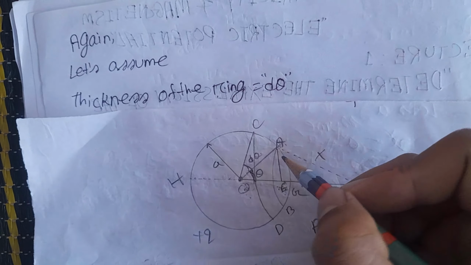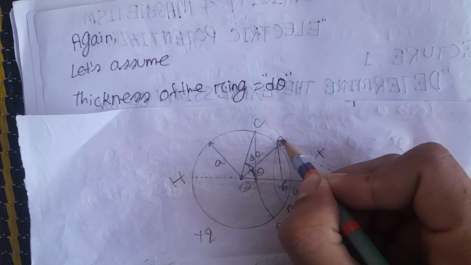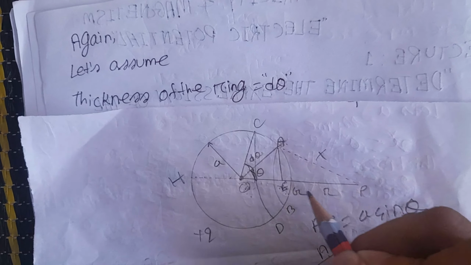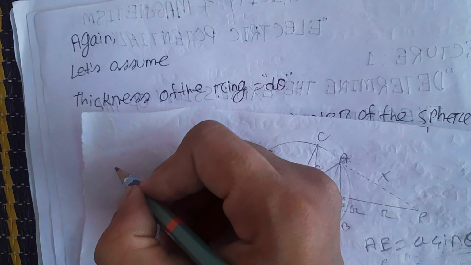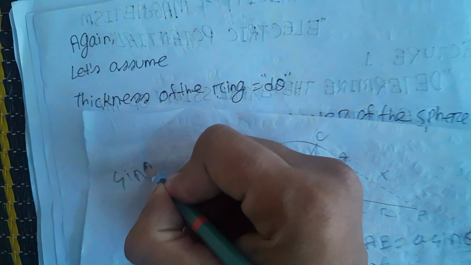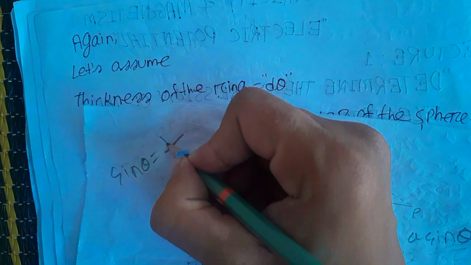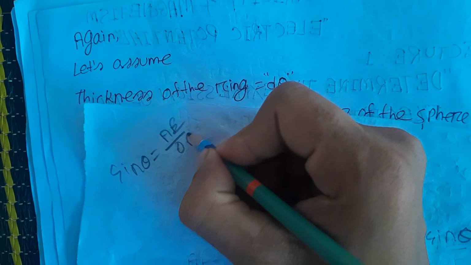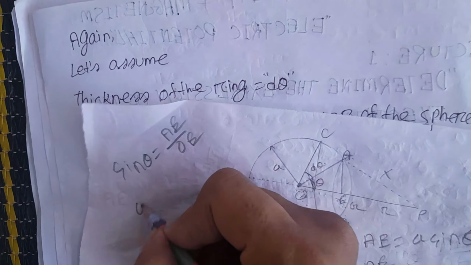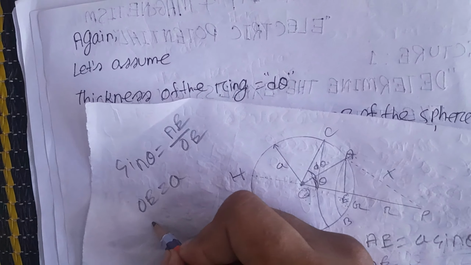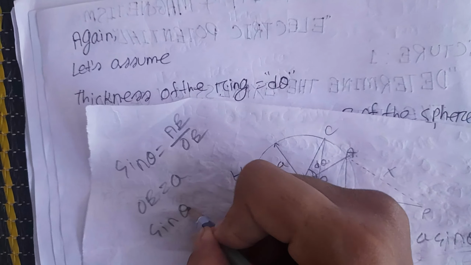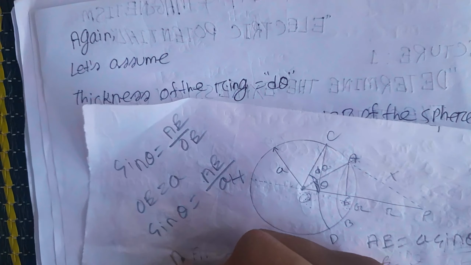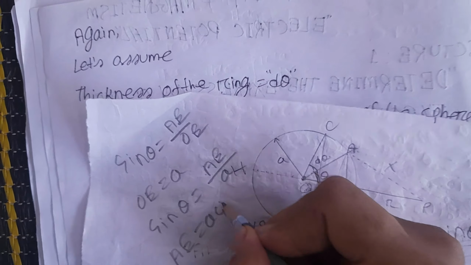In this figure, in triangle AEO, angle AEO equal 90 degrees and angle AOE equal theta. Then we know sin theta equal perpendicular by hypotenuse, that is AE by OE, and OE equal radius equal a. Then sin theta equal AE by a and AE equal a sin theta.